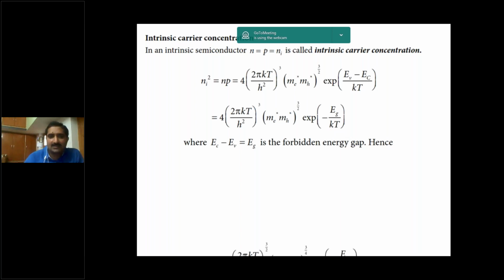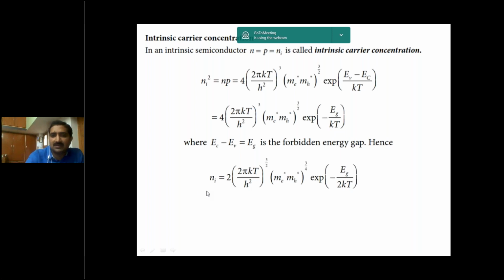Hence here the value is Ni square. We want Ni, the intrinsic carrier concentration, so we take the square root of this. The square root of 4 is 2, so 2 into (2 pi kt by h square) whole power 3 by 2 (me star mh star) whole power 3 by 4 exponential of minus Eg by kt whole power 1 by 2. That can be written as exponential of minus Eg by 2 kt. This is a very important expression for the exam, and also a very important equation for the calculation of conductivity in an intrinsic semiconductor.